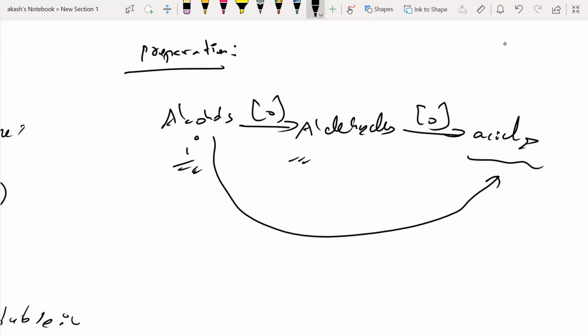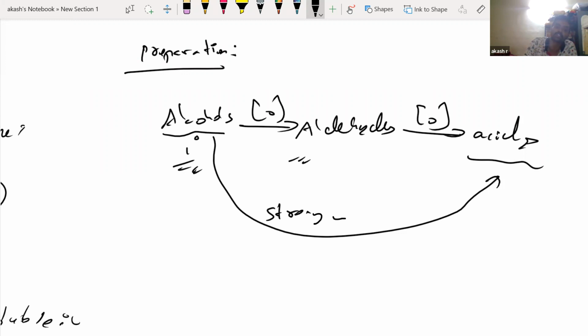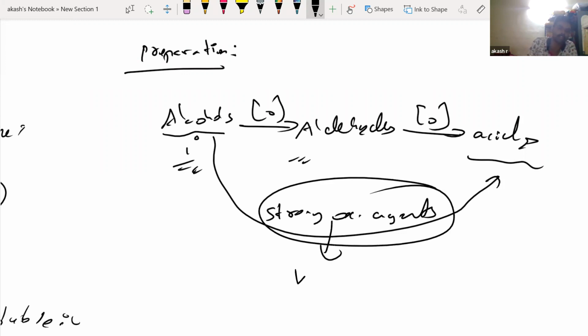Is there any direct way to get acids from alcohols, rather than going through strong oxidizing agents like acidified KMnO4? Yes, K2Cr2O7 is also fine. So we can convert alcohols directly into acids if we use very strong oxidizing agents, and strong oxidizing agents are only two. The moment you see strong oxidizing agents, KMnO4 and K2Cr2O7 should come to mind. With alcohols and KMnO4 or K2Cr2O7, there is no aldehyde in between; you go directly to acids.